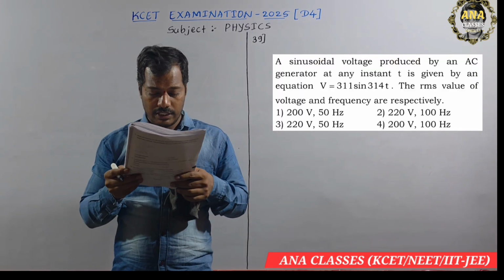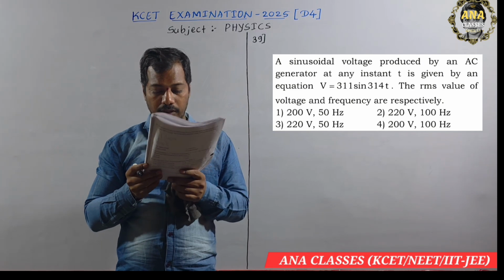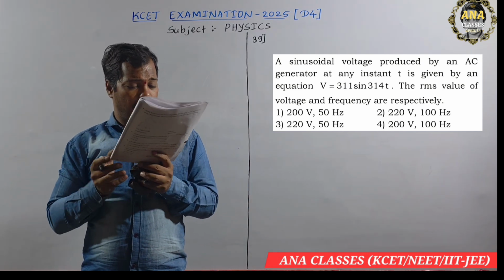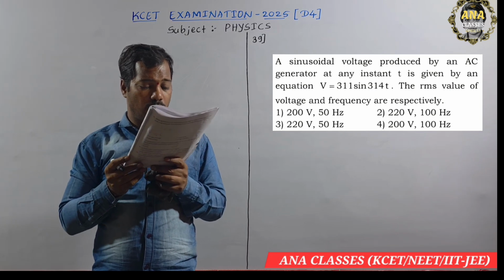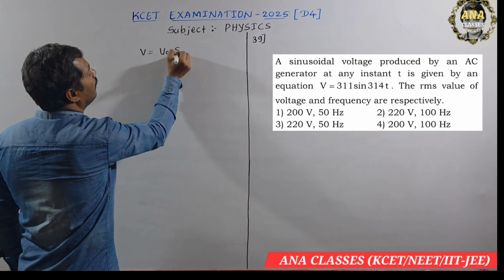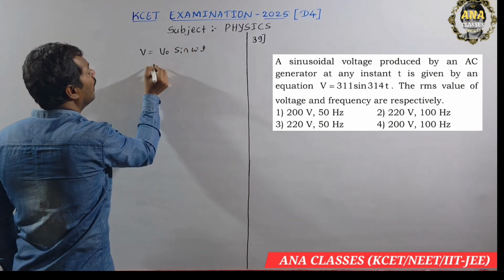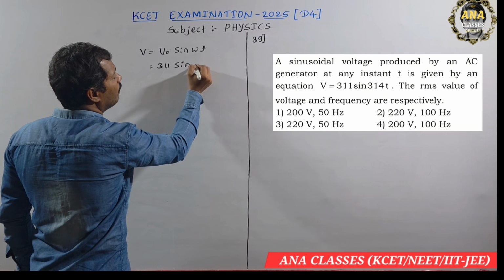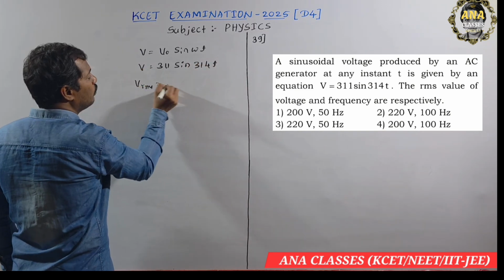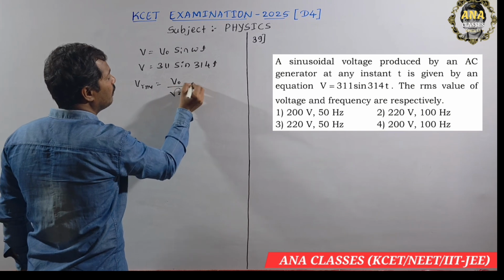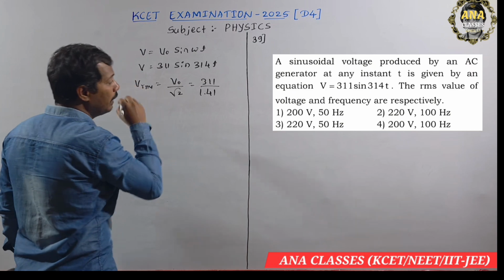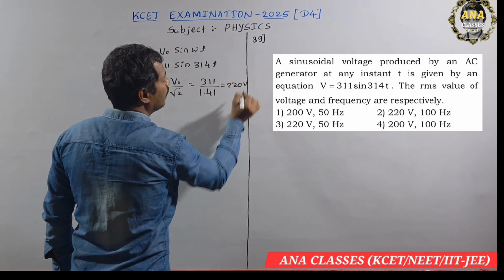Question number 39. A sinusoidal voltage produced by an AC generator at any instant t is given by the equation V equal to 311 sin of 314t. Find the RMS value and frequency. Equation V is equal to V naught into sin of omega t is our formula. Here they have given 311 into sin of 314 times t. V RMS is equal to what? V naught divided by root 2 is our formula. 311 divided by root 2, root 2 is 1.41. Its answer is 220 volt.